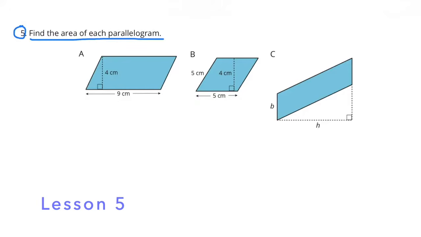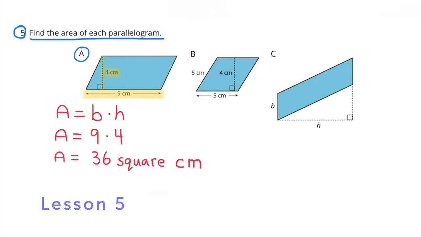Number 5. Find the area of each parallelogram. A. The base is 9 centimeters and the height is 4 centimeters. So 9 times 4 is 36. The area would be 36 square centimeters.